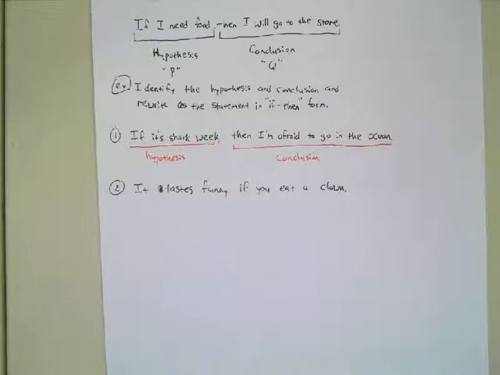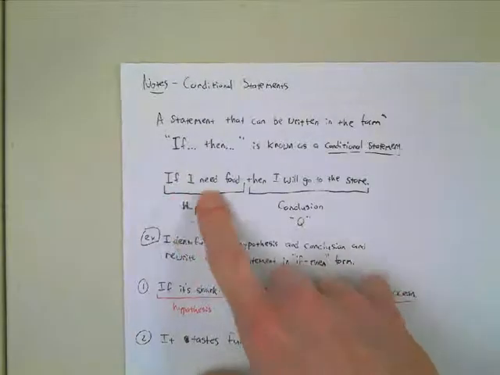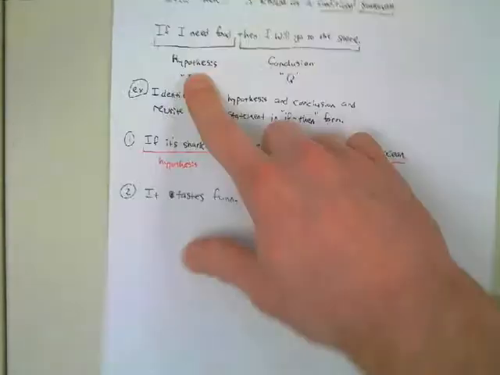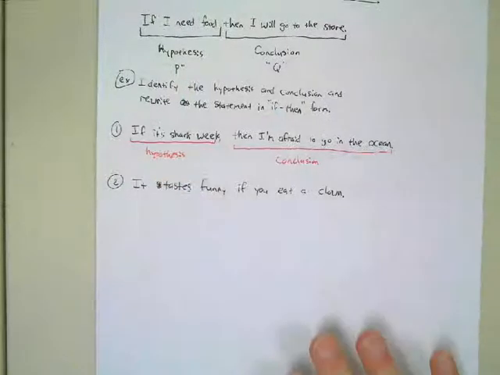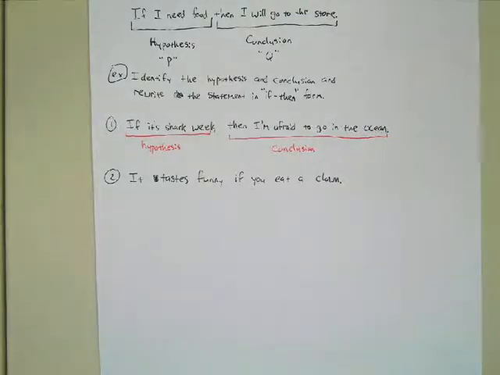So we've got to be careful. Sometimes the hypothesis doesn't come first. The hypothesis always follows the "if." So here, "if I need food," that was a hypothesis. Here, "if it's Shark Week," that's a hypothesis. So with that now, what's the hypothesis statement? If you eat a clown. If you eat a clown, that's the hypothesis. That's right. So it's out of order.